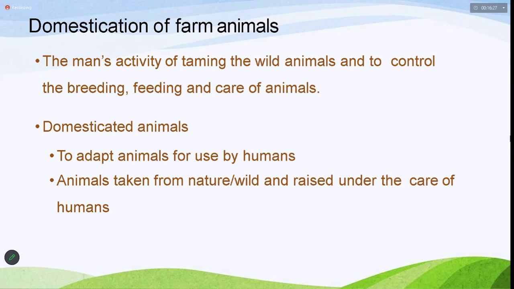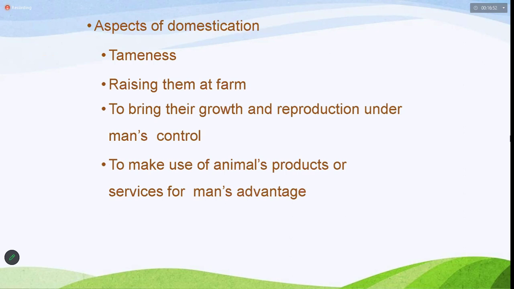Okay, so domestication is the human activity of taming wild animals and controlling the breeding, feeding, and care of animals. Domesticated animals are adapted for use by humans. Animals taken from nature or the wild and raised under the care of humans. So, aspects of domestication: why do we domesticate them?